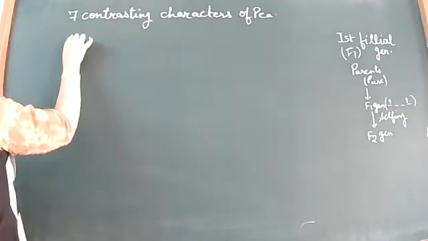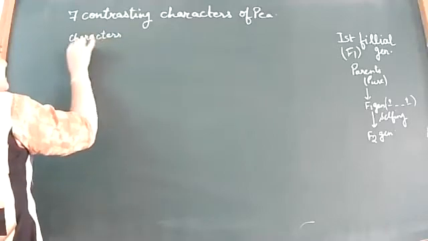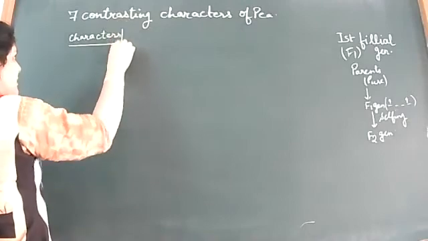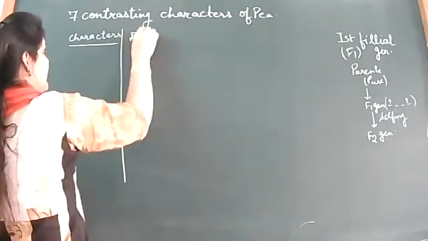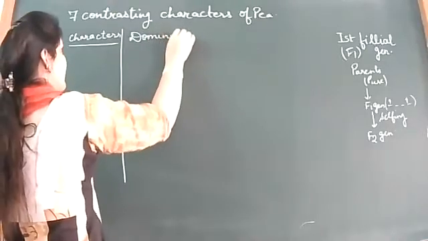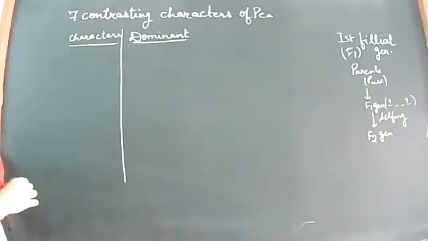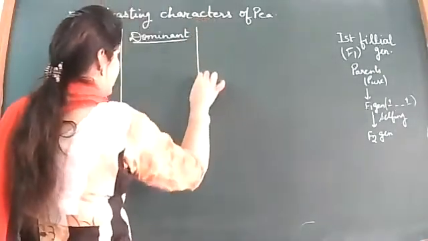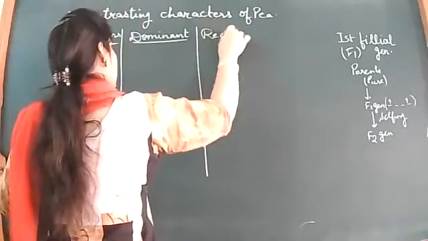Firstly we are making 3 columns out here. In the first column you'll be writing the characters. In the second column you'll be writing the dominant feature, that is the dominant trait or dominant expression. If it is dominant, what expression will it give? And in the third column, you'll be writing the recessive expression.